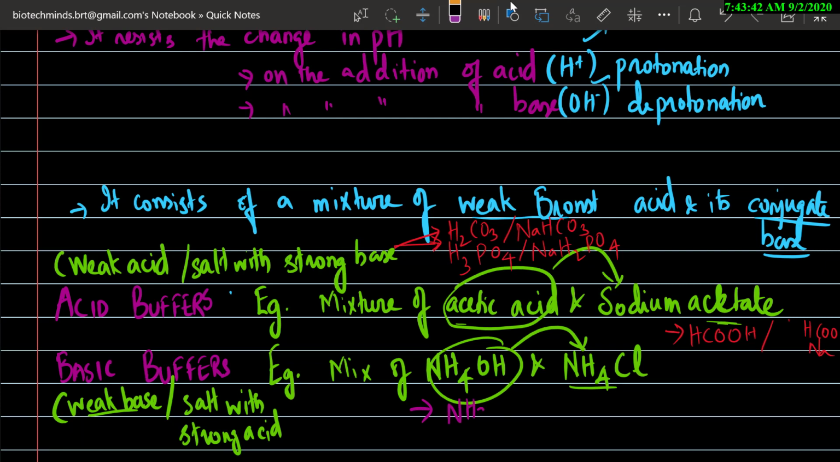Ammonia and ammonium chloride. Ammonia, ammonium carbonate. Ammonia and ammonium carbonate. Okay.